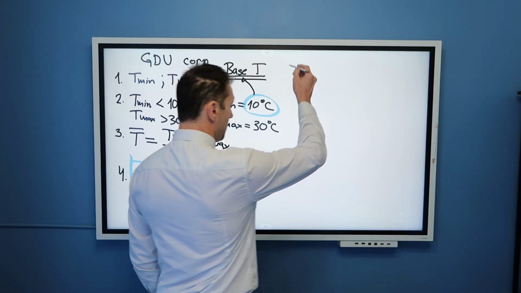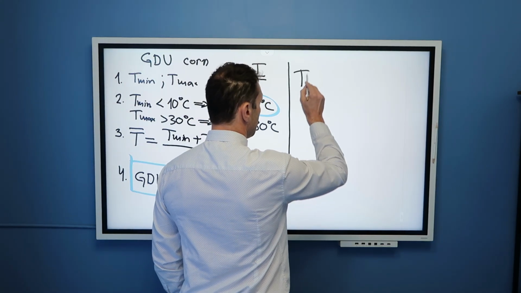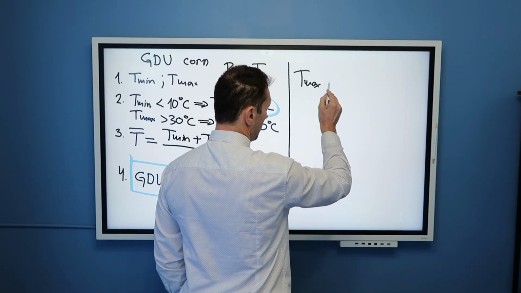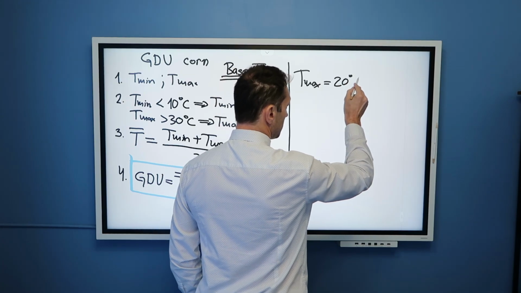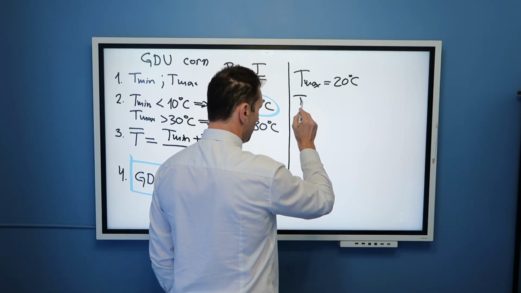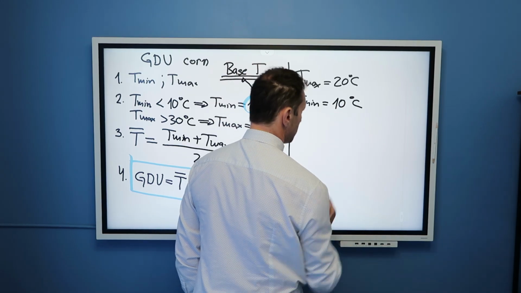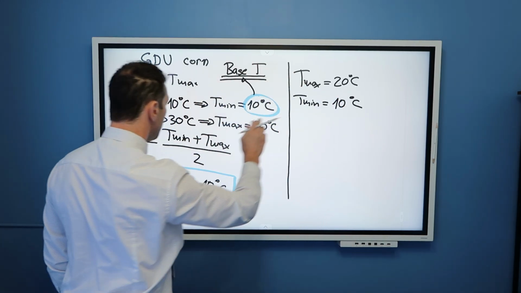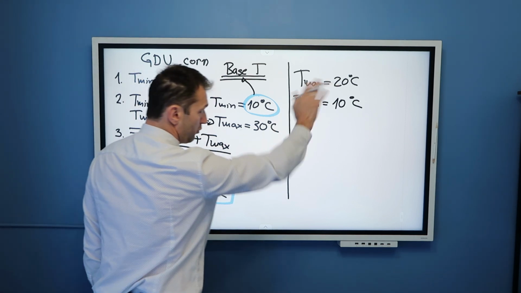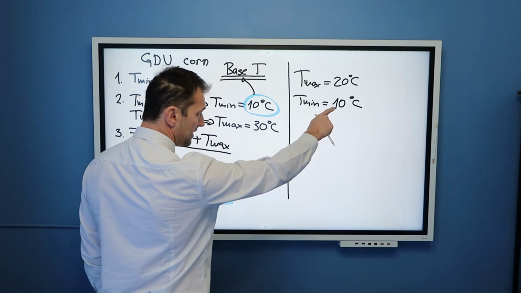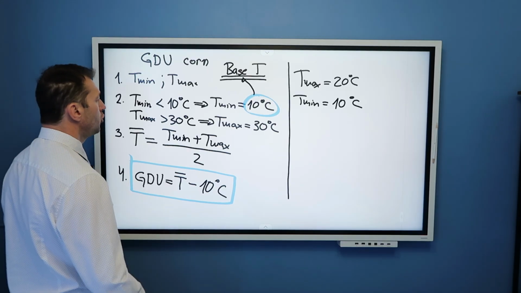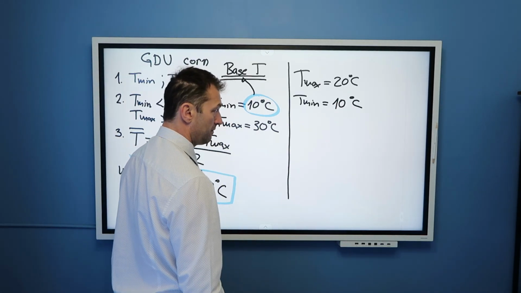Let's give a quick example. Let us say that maximum temperature on a given day is 20 degrees Celsius and minimum temperature on a given day is 10 degrees Celsius. Is 20 larger than 30? It is not, so we keep it as it is. Is 10 smaller than 10? No, so we keep it as it is, that's 10.